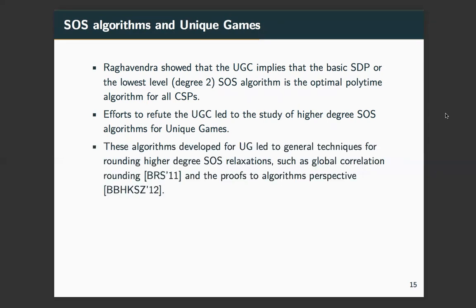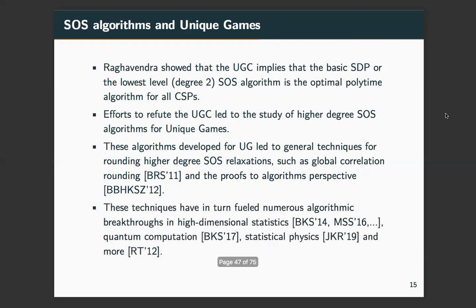The algorithms developed for UG led to a lot of techniques such as the global correlation rounding of BRS and the proof of two algorithm perspective of BBHKHC. These techniques have not only provided deep insights into the unique games problem, but also led to numerous algorithmic breakthroughs in high dimensional statistics, tensor decomposition, quantum computation, statistical physics, and more.